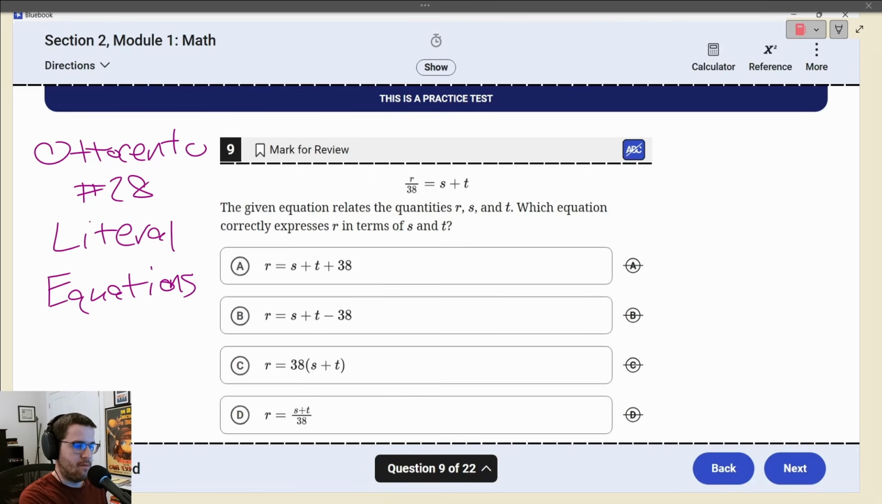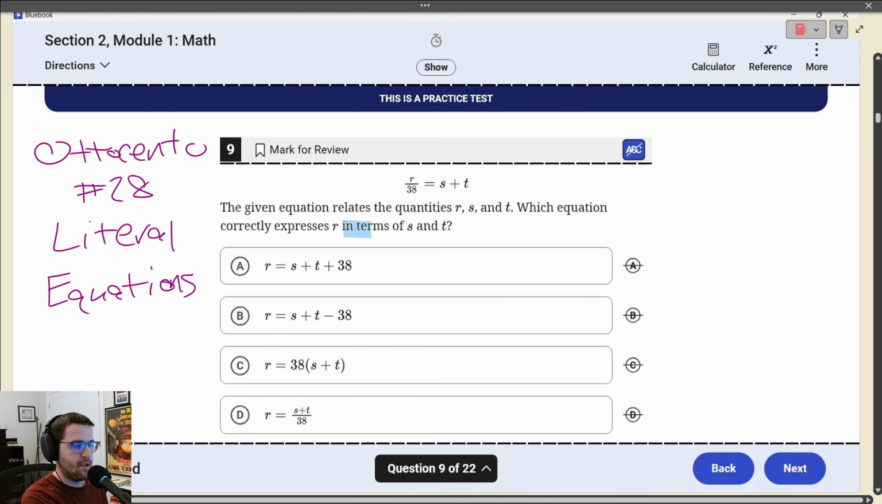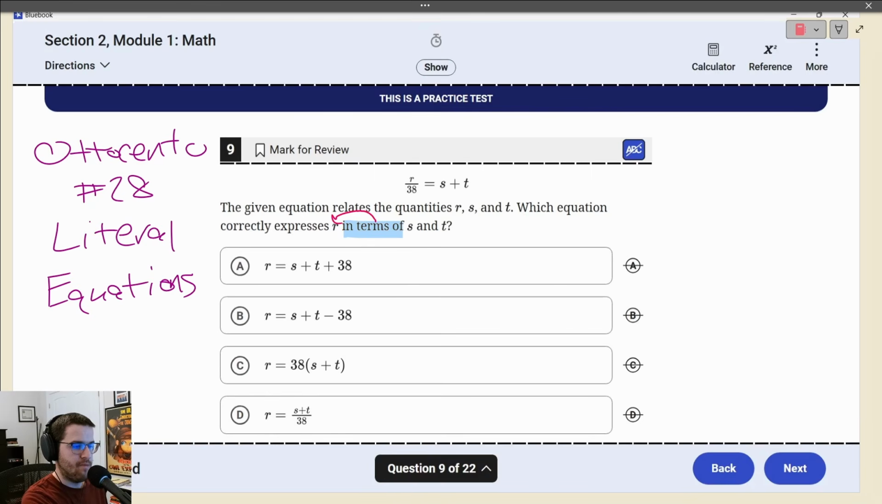All right, so I notice here it says "in terms of"; the thing that comes before that is what we want to get by itself. So we want to get r by itself. So let me rewrite this equation, and let me highlight the r. Most of the time, we could just ignore whatever's on the side opposite from the isolated variable. We want to move stuff away from the blue. We don't want to move stuff towards the blue. So really the only thing near the blue is this 38, right?